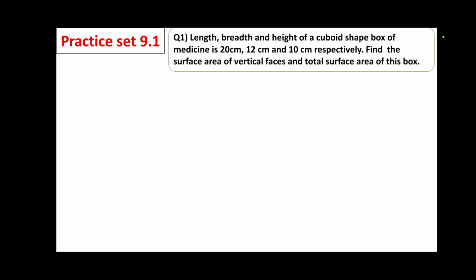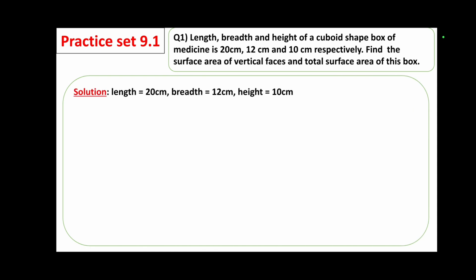Let's move to our exercise number 9.1. Question number 1 is given: the length, breadth and height of a cuboid-shaped medicine box are 20 cm, 12 cm and 10 cm respectively. Find the surface area of the vertical faces and the total surface area of this box. The length, breadth and height are given, so it is a cuboid shape. Here we have to find 2 things: the surface area of the vertical faces and the total surface area of this box. Whatever information is given, we write first. And we will write the formula for the surface area of the vertical faces of a box.